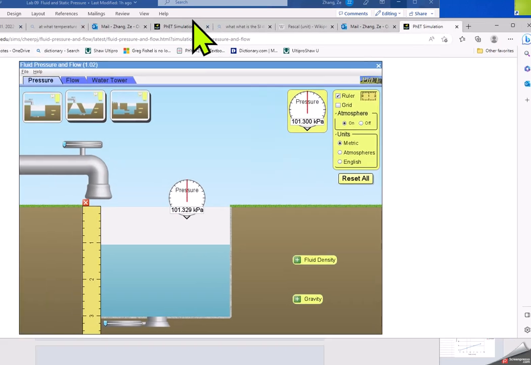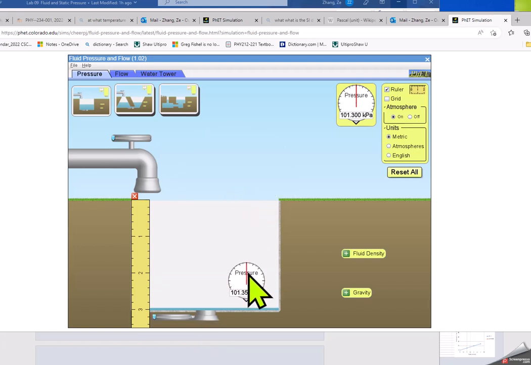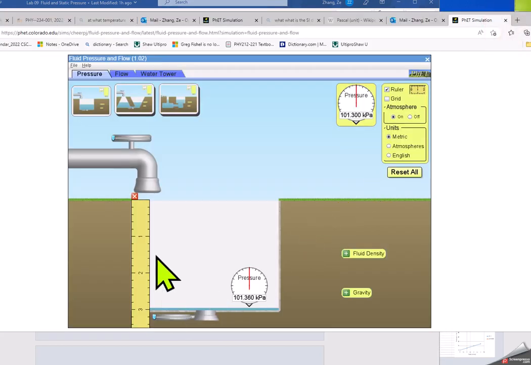Let's see. I'll just quickly do this. First, you let go of water. Then you put this gauge at the bottom. Let's see what I want to do. First, turn on the atmosphere pressure. We're going to do one with pressure and one without pressure. So you will have this with atmospheric pressure. This is at the bottom of the water, but there's no water. Close this. Then you're going to turn on the water. So let's see, no water, but it's 101.36.